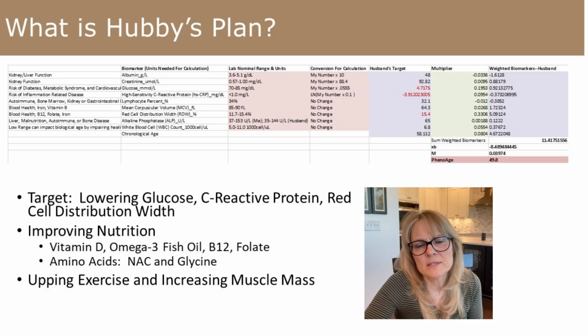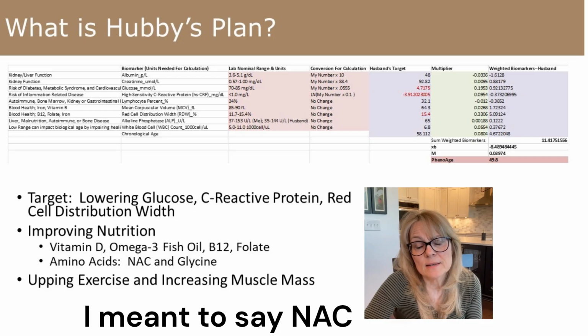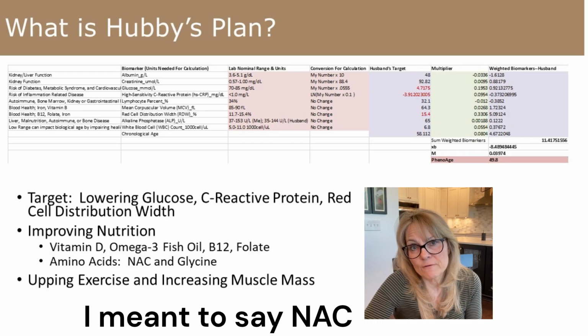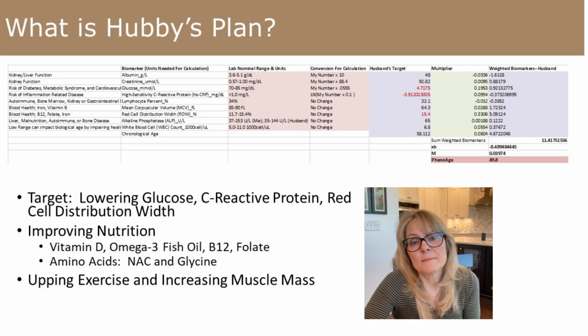So he's taking vitamin D, omega-3, fish oil, B12, folate, and he just recently started taking NAD and glycine, and I'm not going to get into that in this video for sure. A lot of that's still a little over my head, but for the NAD and glycine there's some really good data out there that suggests that it lowers glucose and inflammation. So he's trying that.